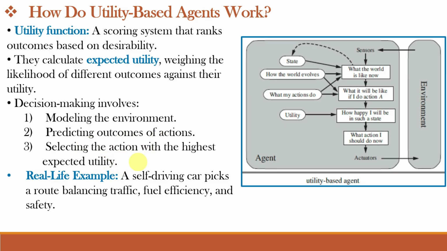And finally, the action with the highest expected utility is chosen. For example, a self-driving car evaluates routes by considering factors like traffic, fuel efficiency and safety. It chooses the route that offers the best balance of these factors to maximize utility. In short, utility-based agents predict outcomes, rank them, and choose the action that provides the most overall benefit and happiness.